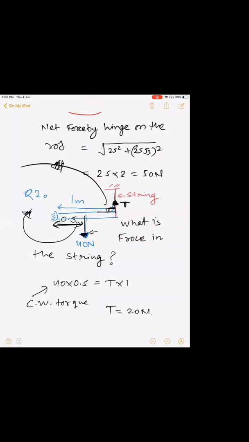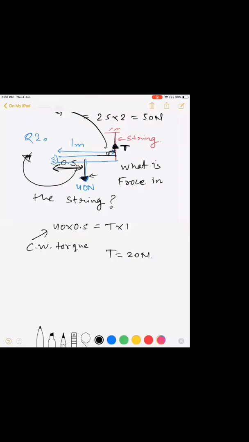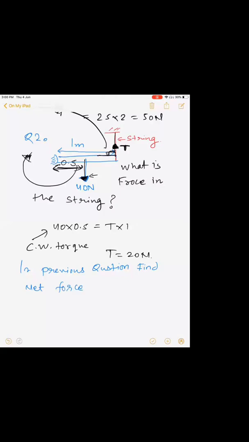Now, in the previous question, find the net force applied by the hinge. Can you do it? Very easy. 20 Newton upward. Net downward force and net upward force must be 0.